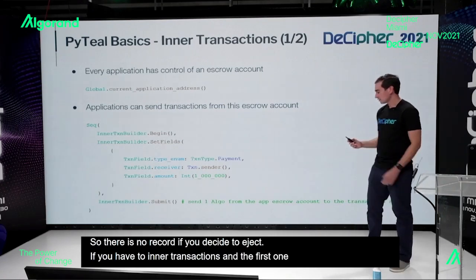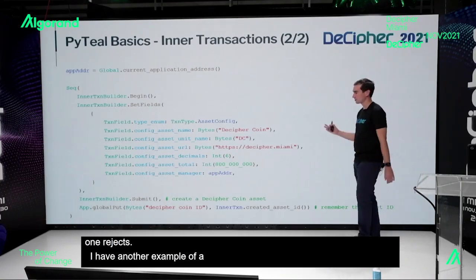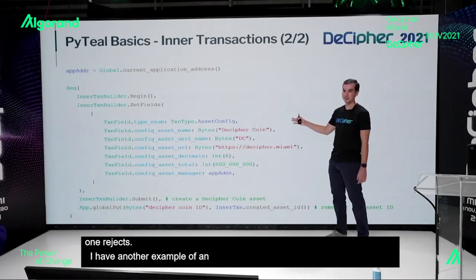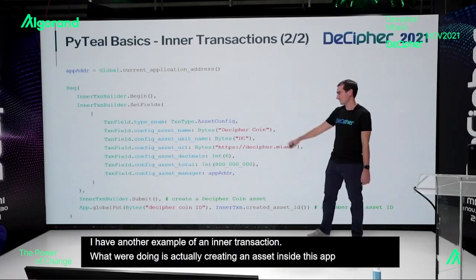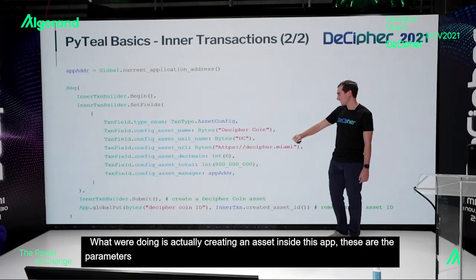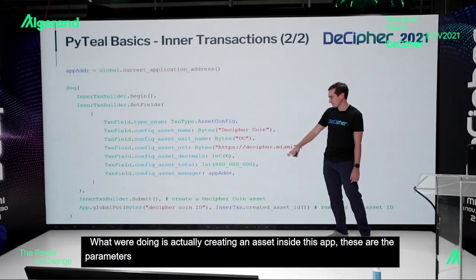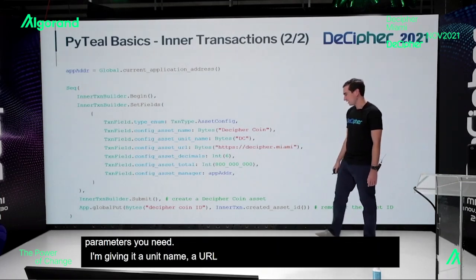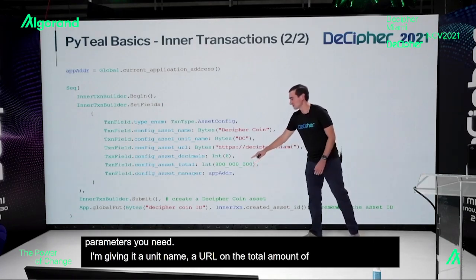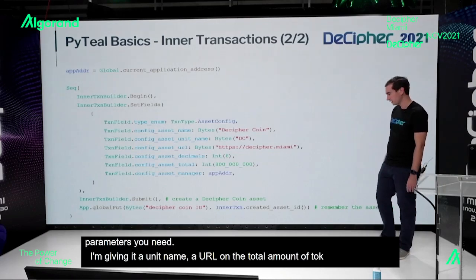Cool. And I've got another example of an inner transaction. This one's a little more interesting. What we're doing is we're actually creating an asset inside this app. So these are the kind of parameters that you need to do that. It's an asset config type transaction. I'm calling it Decipher coin. I'm giving it kind of a unit name, a URL. I'm saying there are 6 decimals. This is the total amount of tokens that I'm creating. And I'm saying the current application address is going to be the manager. So the app is creating an asset that it has control over.